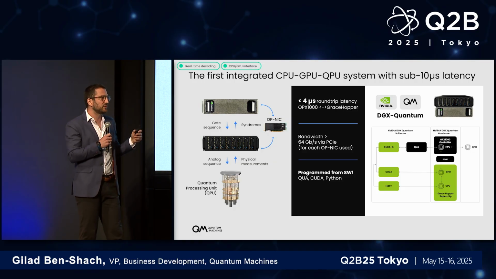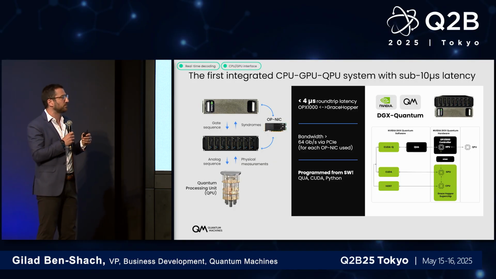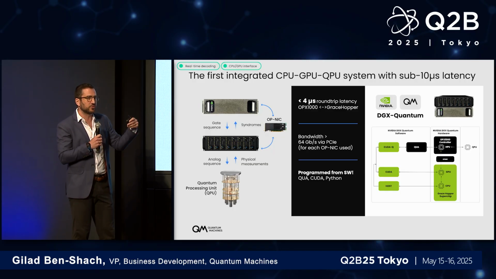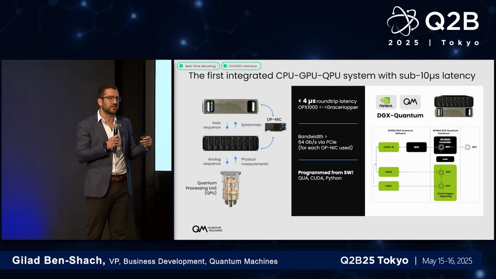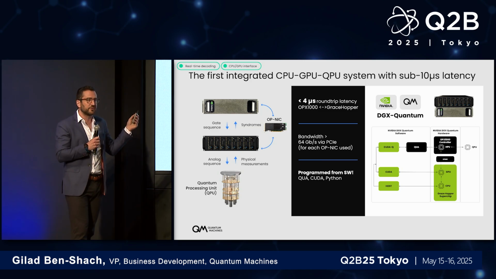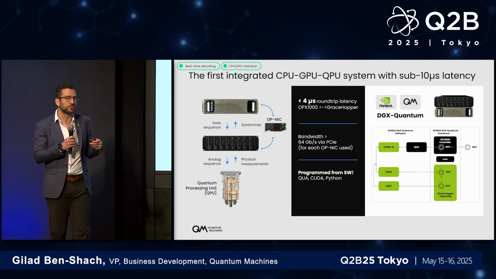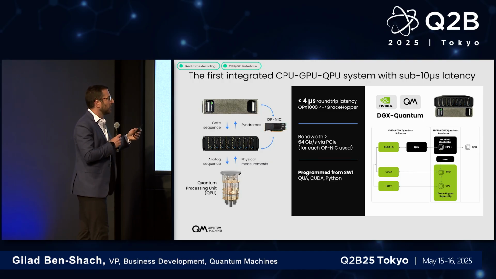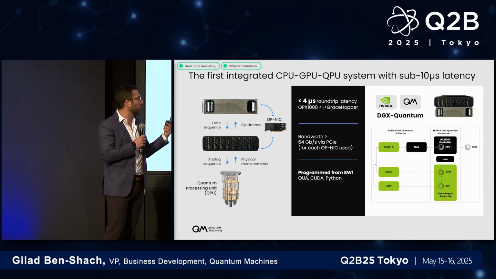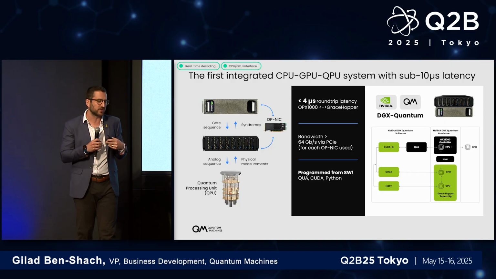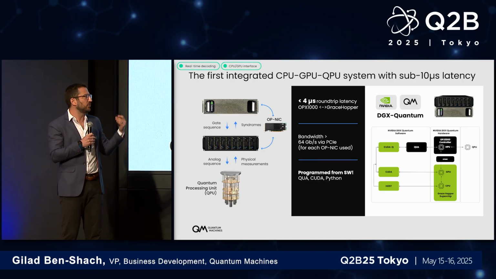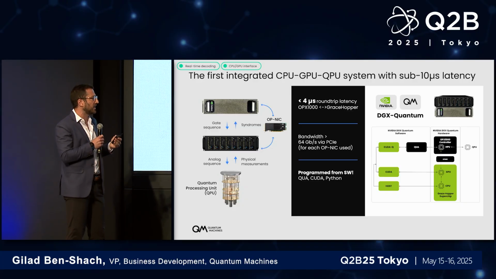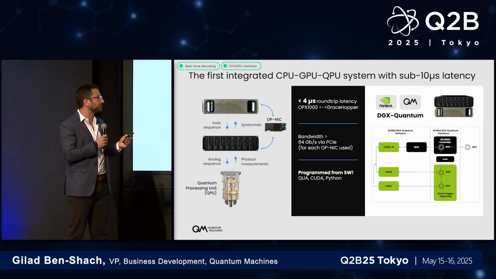And we've been able to demonstrate a 4 microsecond round-trip latency from the OPX 1000 to the Grace Hopper and back. So we're beating the 10 microsecond number that we said is required, and this is still our alpha version. We expect to be able to iterate and to improve on this going forward. The entire system is programmable through QUA, which is our programming language at Quantum Machines, but also through CUDA. And so you can use CUDA to write on the GPU, and you can also now integrate everything to CUDA-Q as well.